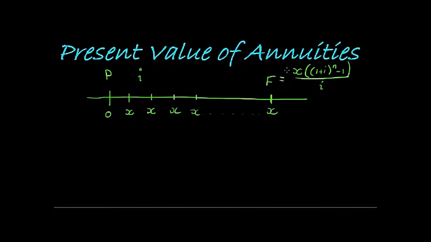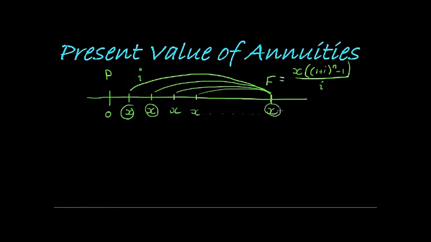And actually how we got that future value was to compound every payment to the future and add all of those up together. So how much will this value be worth at this time? How much will this value be worth at that time? Every one was compounded to get a value in the future.